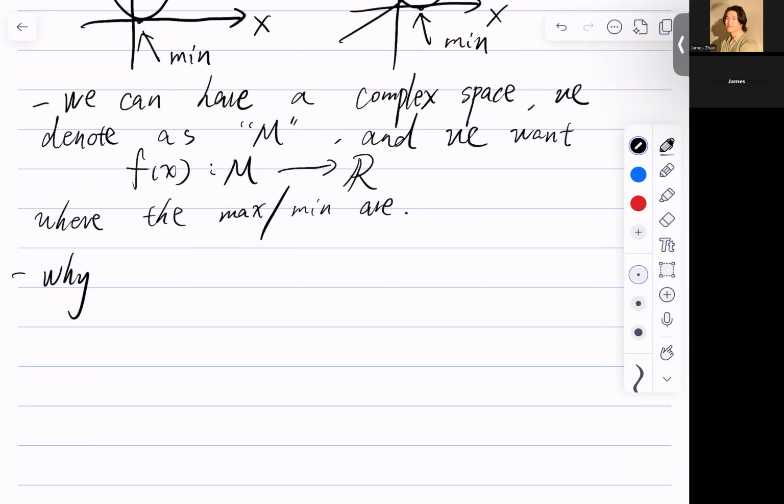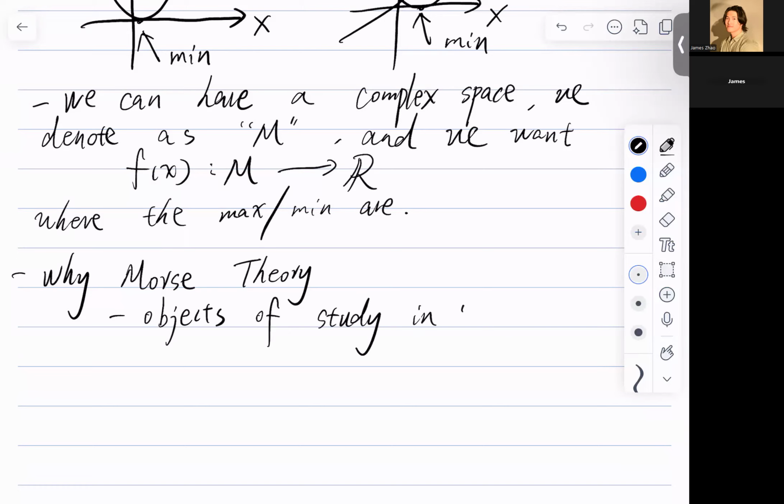Why do we want to study Morse theory? Well, Morse theory actually focuses on two different areas of study. There's the first object, the objects of study in geometry. It is called spaces.